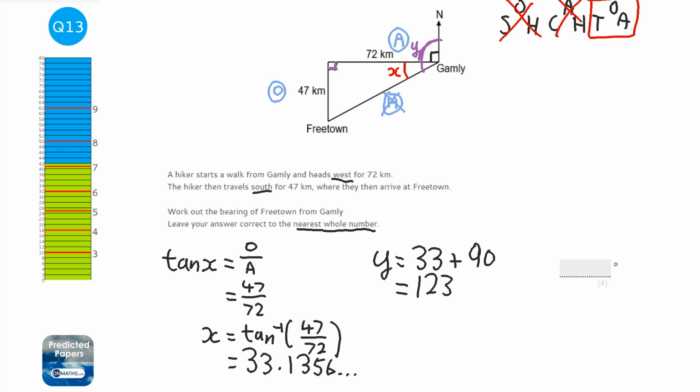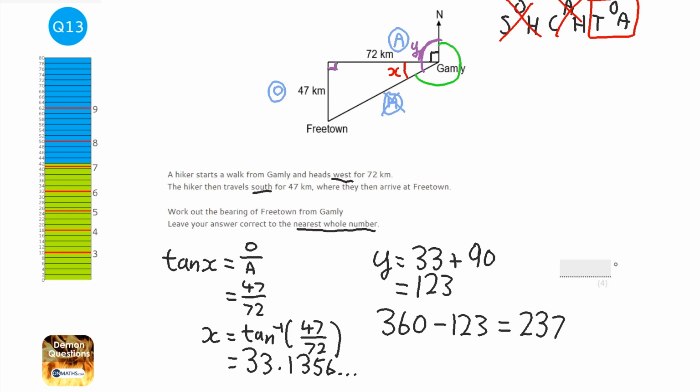123. Now bearings, something that we've got to remember, are always measured from north going clockwise. So it's always going to be like that. It's going to be that angle there. So to do that, we're going to do 360 and take away the 123, because that's what we don't want. On the calculator, 360 take away 123 is 237. So the answer is 237 degrees.